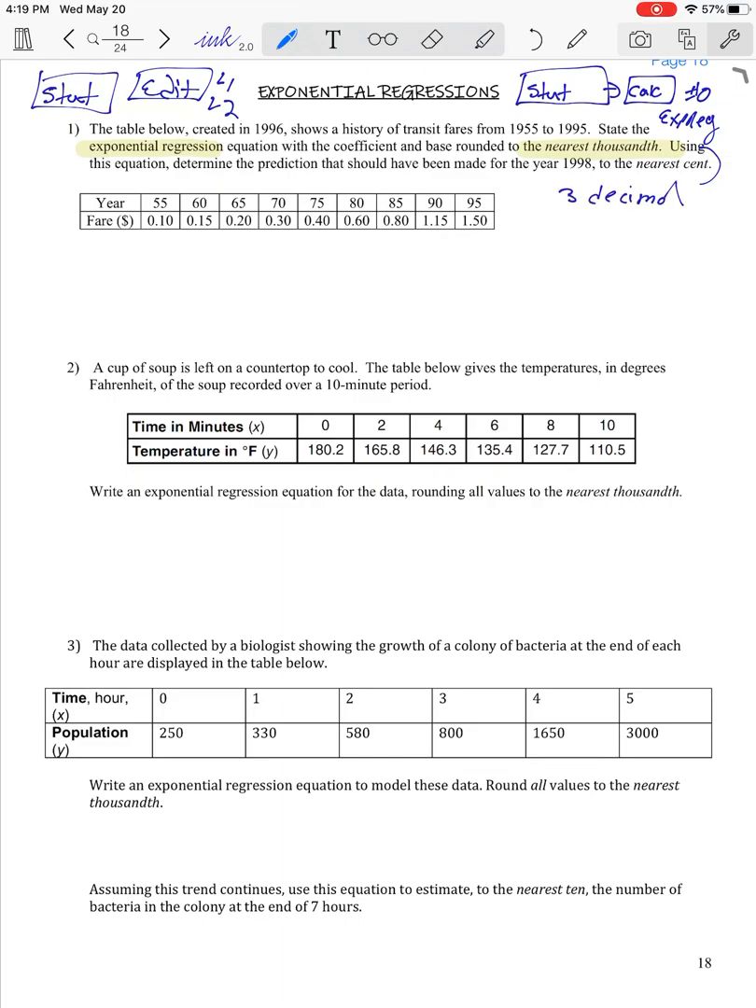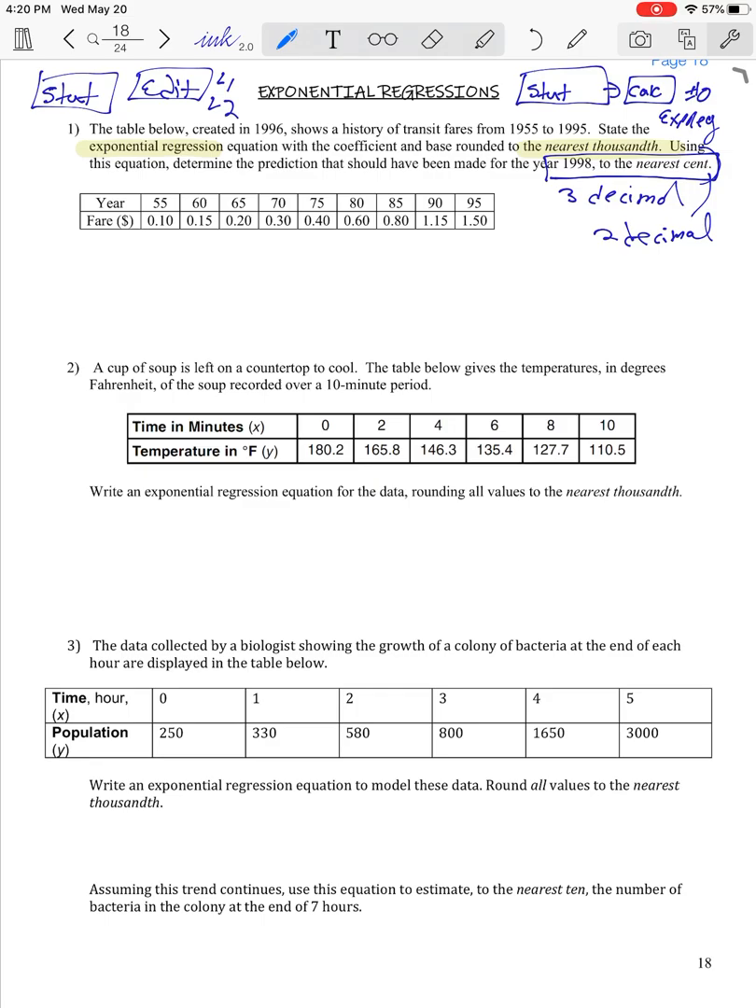Okay, then it says, after we do that, using this equation, so once we find the equation, we're going to determine the prediction that should have been made for the year 1998 to the nearest cent. When I round to the nearest cent, I know that is 2 decimal places. So let's take one thing at a time, and the first thing you're going to do is find your equation.